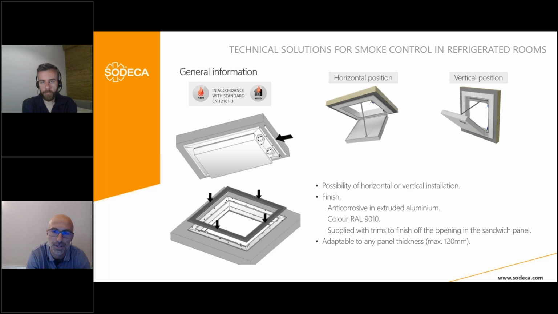I would like to say something here. The trim pieces cover panels up to 120 millimeters by default, but on request, it can also be supplied for thicker panels. For instance, a typical 200 millimeter panel. So by default, the maximum is 120, but on request, you can ask for thicker panels.